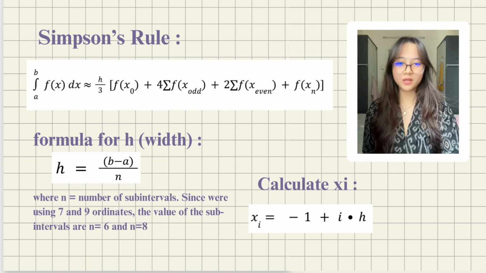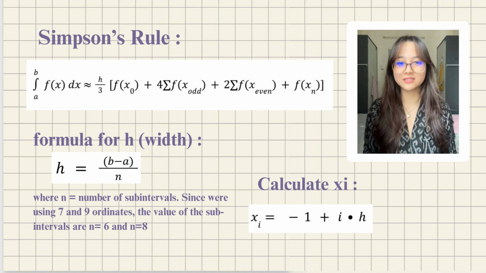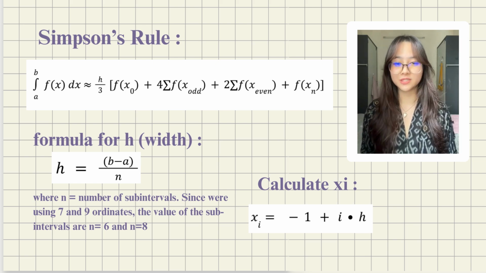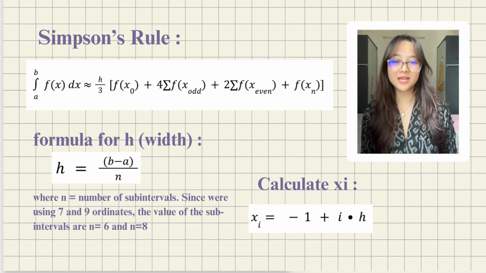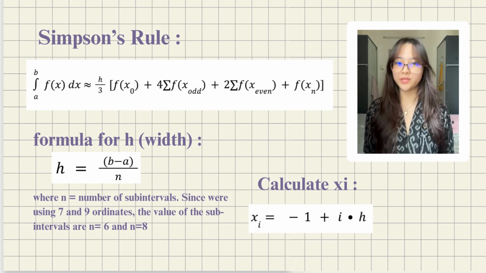Presented is the formula for Simpson's rule, where h is the width of each subinterval and y0 and yn are the first and last ordinates. Odd positioned intervals are multiplied by 4, whereas even positioned intervals are multiplied by 2. xi is the position where you will evaluate the function.